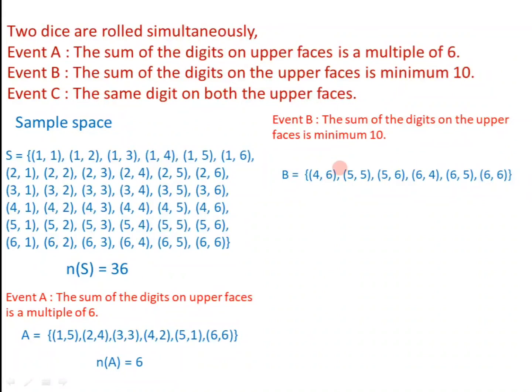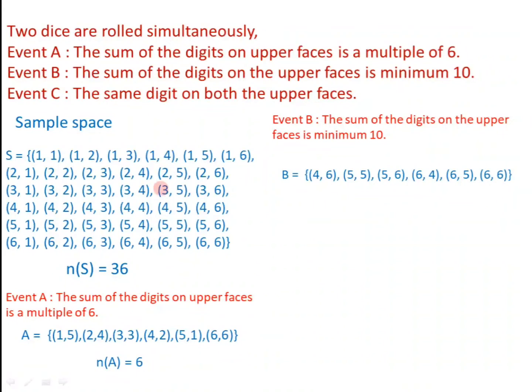So if we add the two numbers from each pair, 4 plus 6, that's 10, which is the minimum of 10. Then 5 plus 5, it is also 10. Then we have 5 plus 6, that's 11. So it can be a part of this set because we need the sum of digits to be 10 or more than that. Then 6 4, again 6 plus 4 is 10. 6 plus 5 is 11, so that can also be part of that set. And 6 plus 6, that's 12.